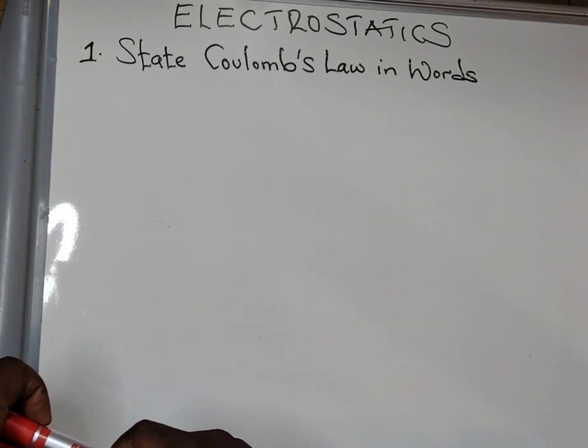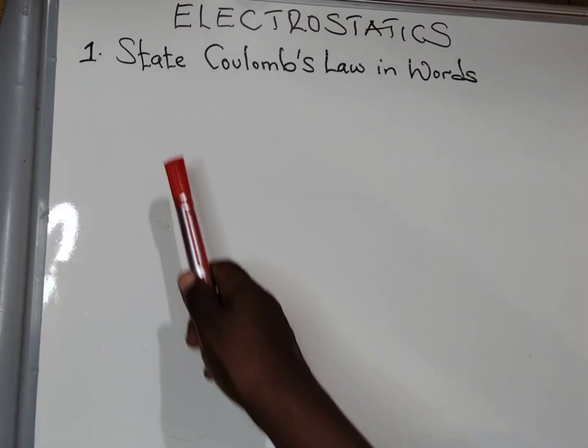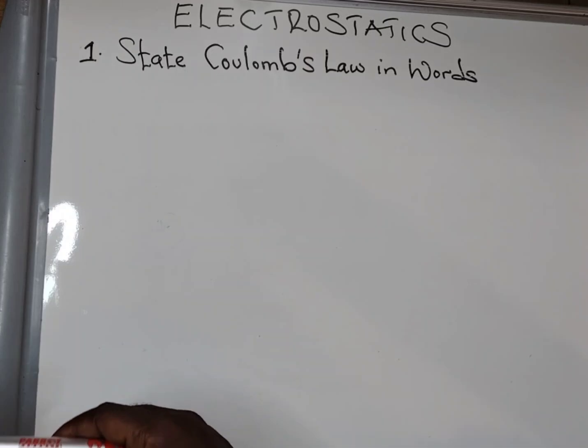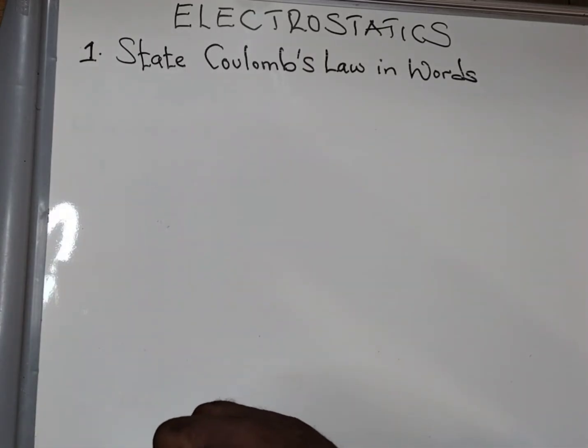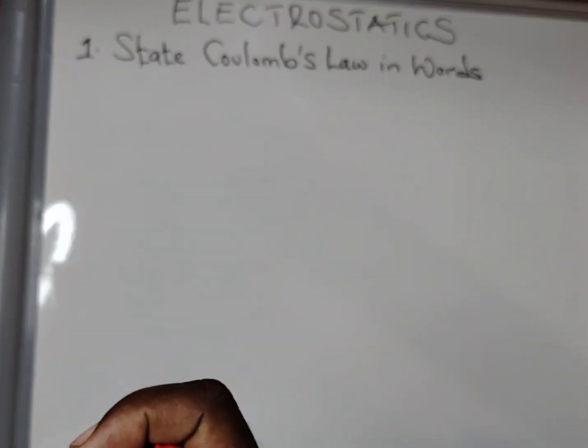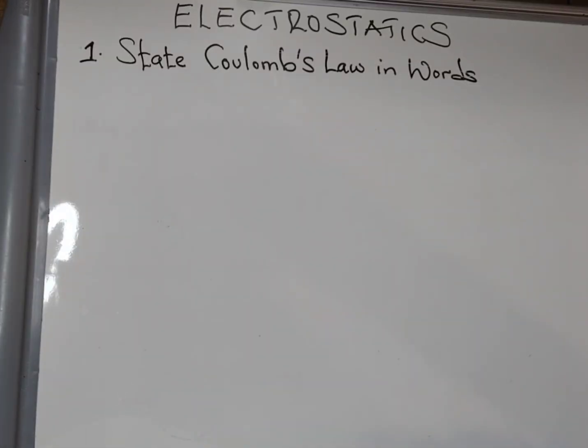How do we state Coulomb's law? Coulomb's law states that the force which one charge exerts on another, or the electrostatic force which one charge exerts on another, is directly proportional to the product of the magnitude of the charges, and is inversely proportional to the square of the distance between the charges.